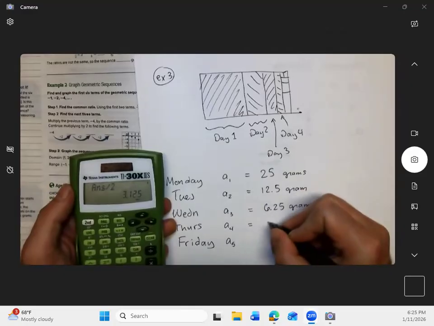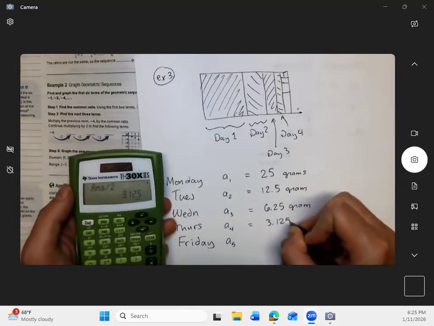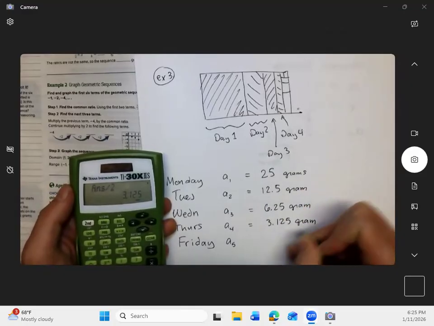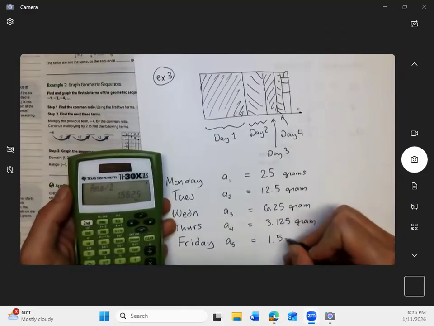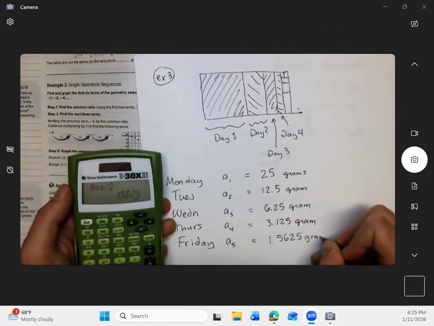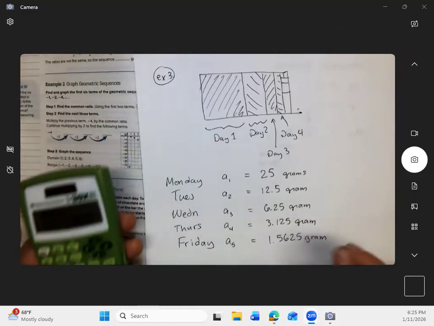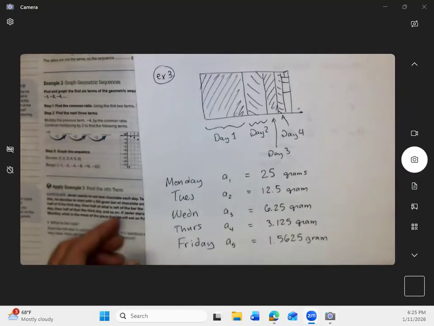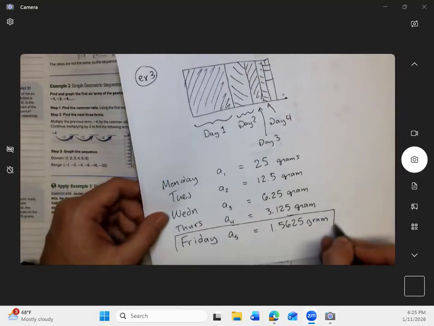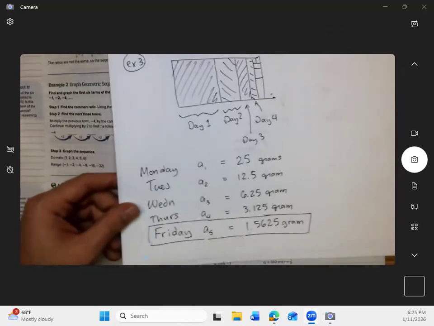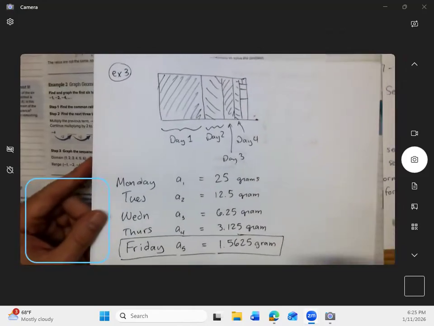A4, Thursday, is eating 3.125 grams. And Friday, one more halving, 1.5625 grams. Now this is extremely precise. So maybe like 1.56 or whatever. You could cut off the decimal at some point, reasonably speaking. But there you go. So the fifth day, the fifth term, A sub 5, comes out to that in grams.